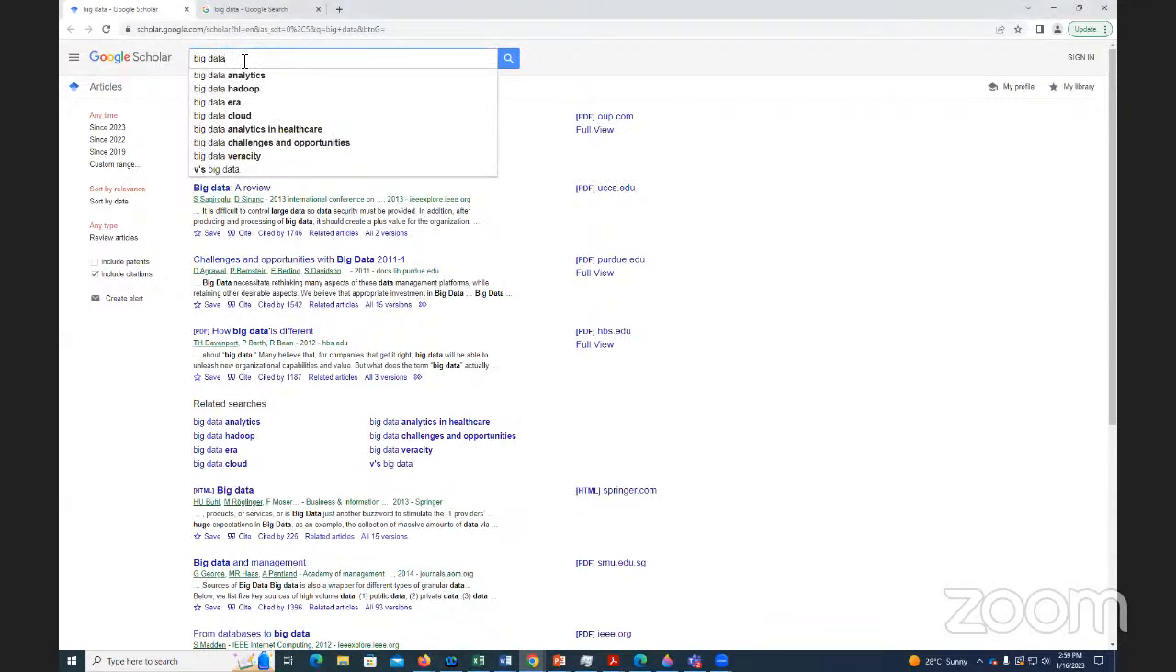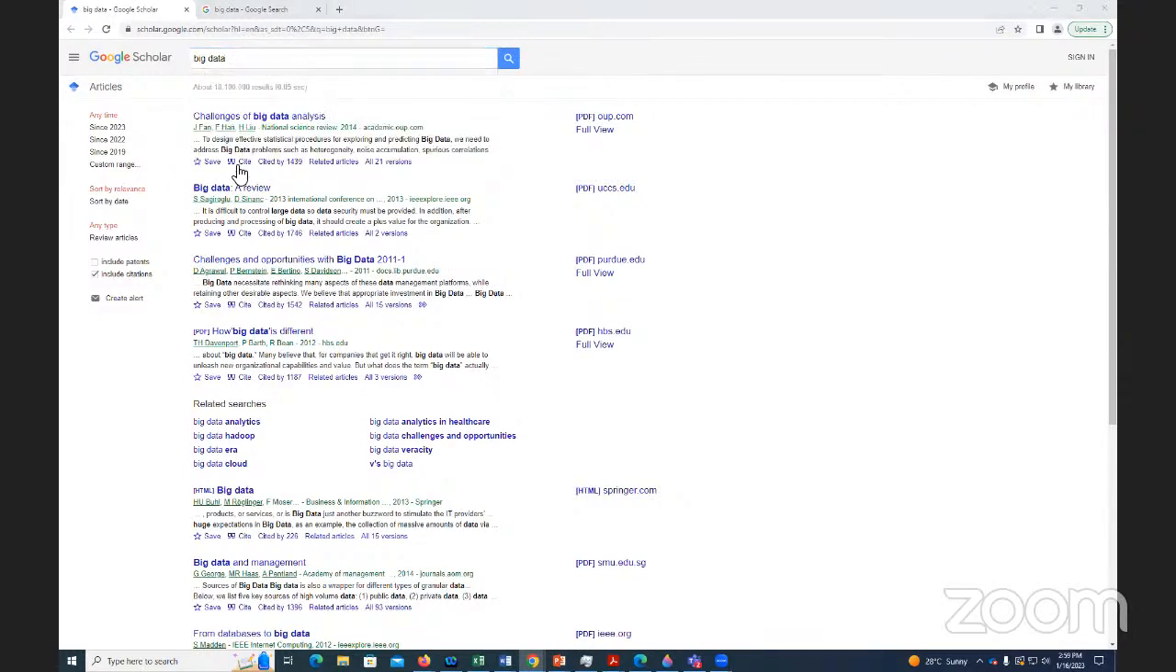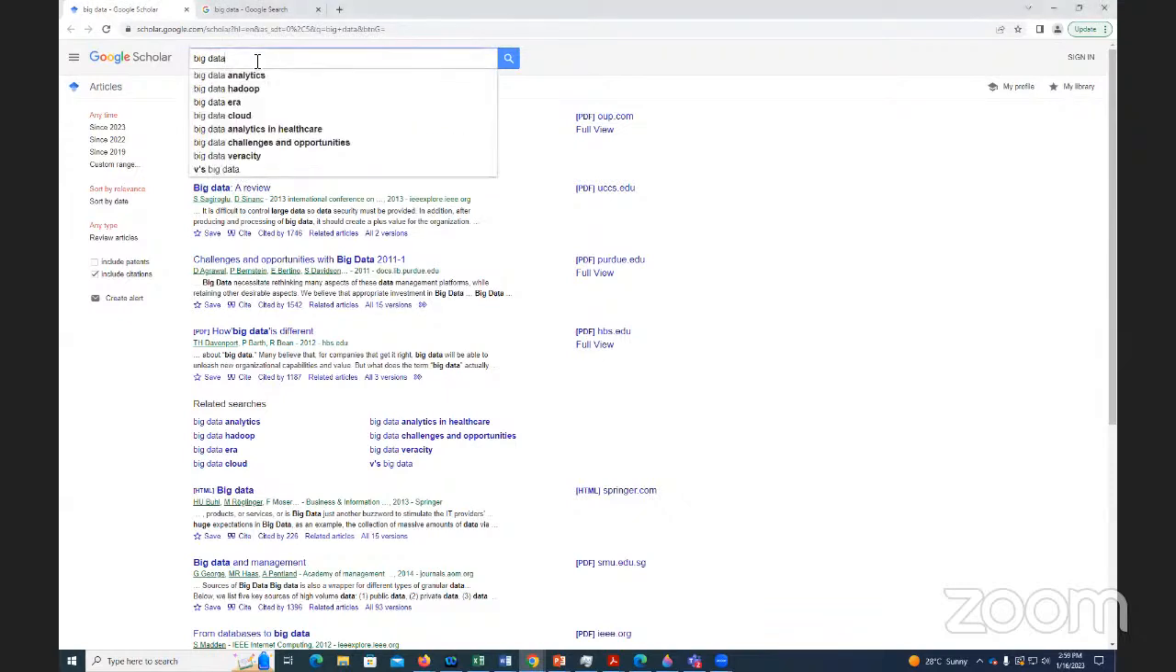What I see coming up when I do a search, they're giving me analytics, Hadoop, cloud, analytics in healthcare, challenging opportunities. I don't even know what veracity is. I'm not sure what V is in big data. Let's see. No, we're staying with big data, but class is about to end. Class is ending now.